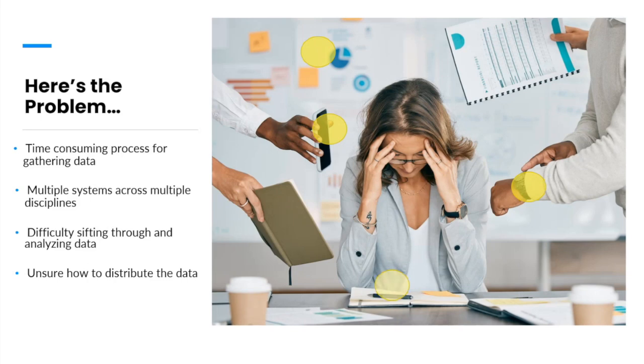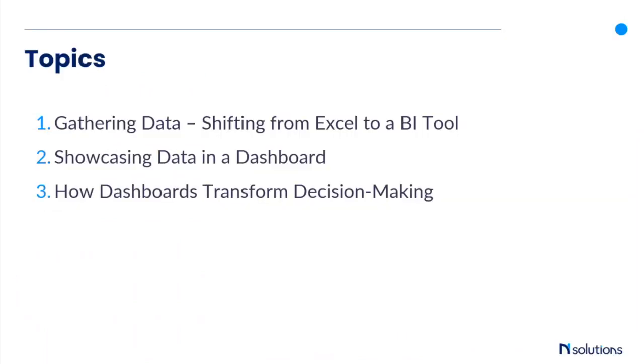And systems, not only are they not necessarily talking to each other, sometimes they could be producing conflicting data, and identifying the source of truth between systems is something that businesses sooner or later will have to deal with. And then just unsure how to distribute the data. There's different views for different levels in the organization, different functions in the organization, and that in and of itself can be a challenge. Calvin's going to take us through these three topics here of how to gather data.